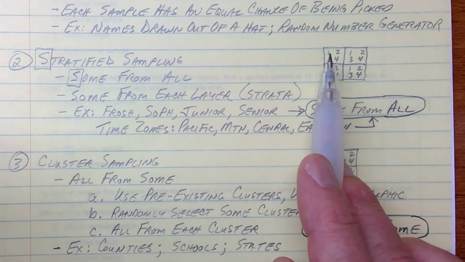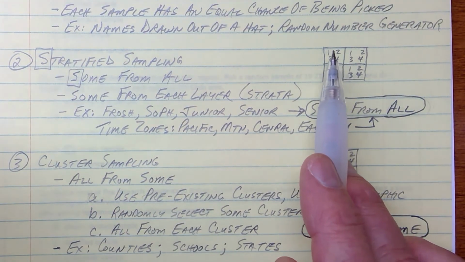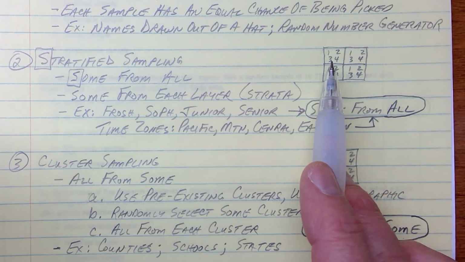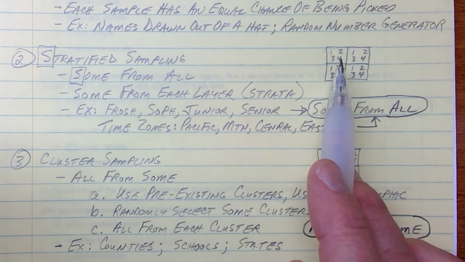So I'm going to start over here in the top left corner, these 4 students over here, and I'm going to put each of their names in a hat. All right, maybe they're just the names 1, 2, 3, 4, and I shake up the hat and I draw, let's say I draw twice because I want to pull 2 from each corner. And maybe I draw the numbers 1 and 4. Okay, so those are the 2 students I'm going to interview from this group.